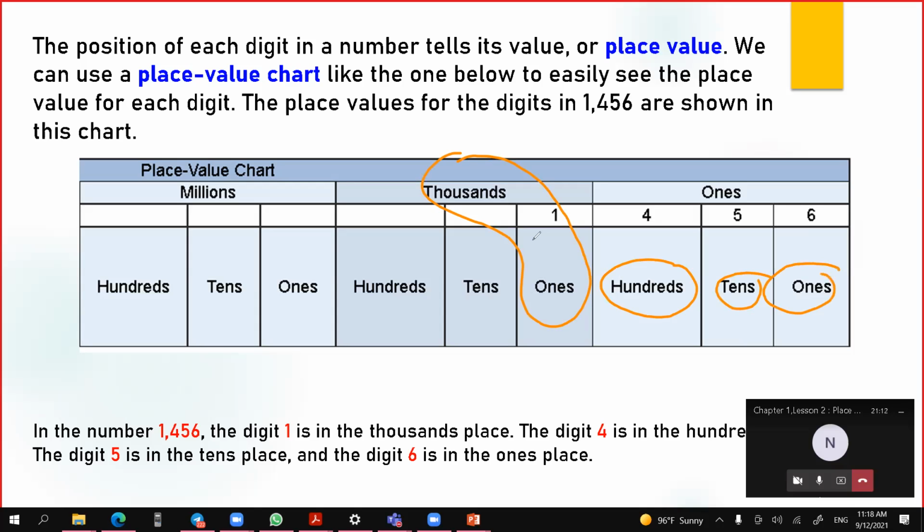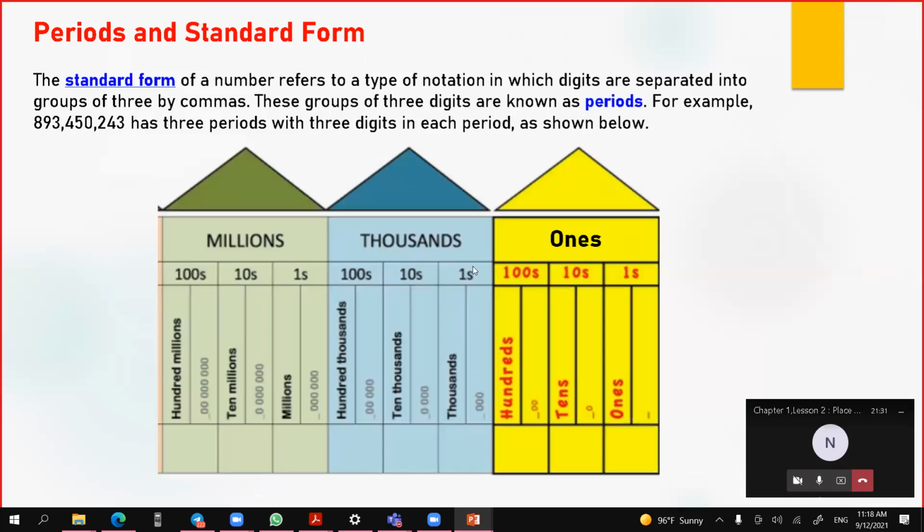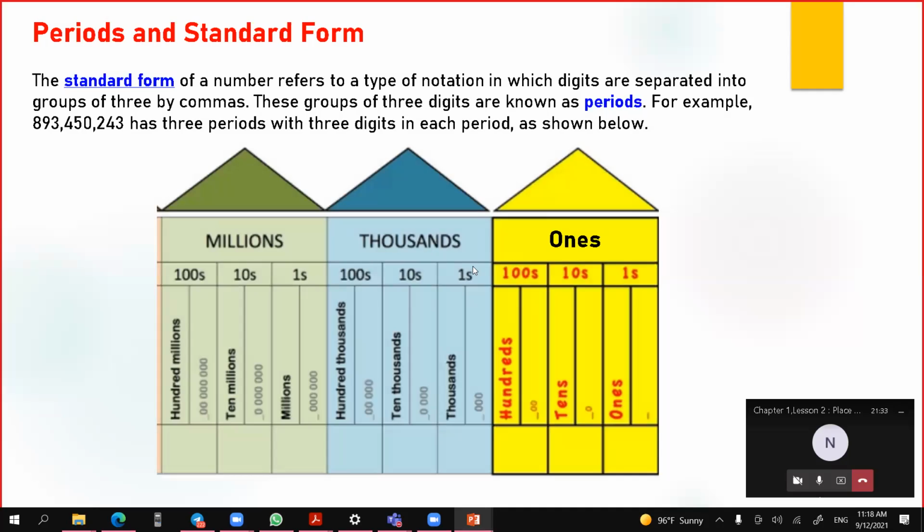So here, as I told you before, each number has a different place, has a different home, so it has a different value. Okay. As I told you here, look at here, we have 3 houses. The first house, we call it ones. The second house, we call it thousands. And the third house, we call it millions.